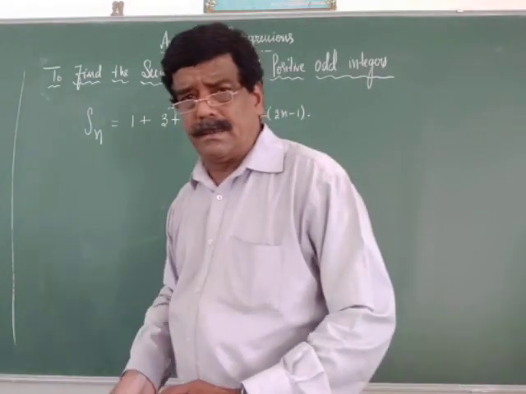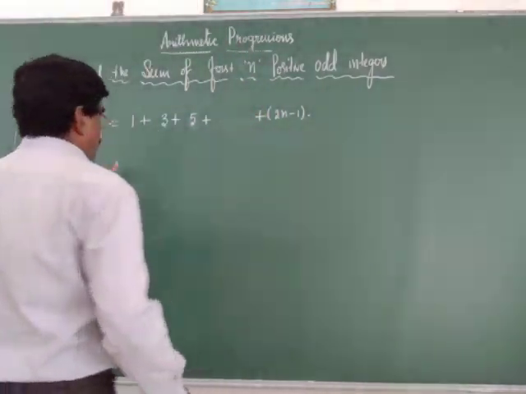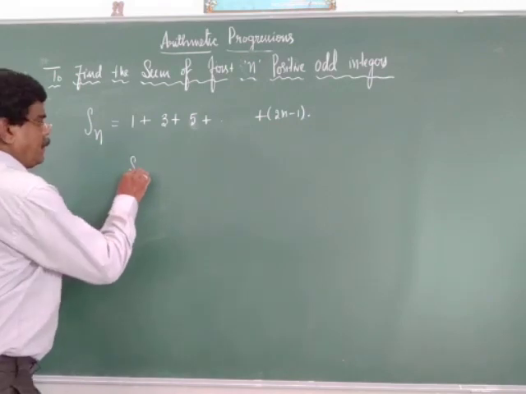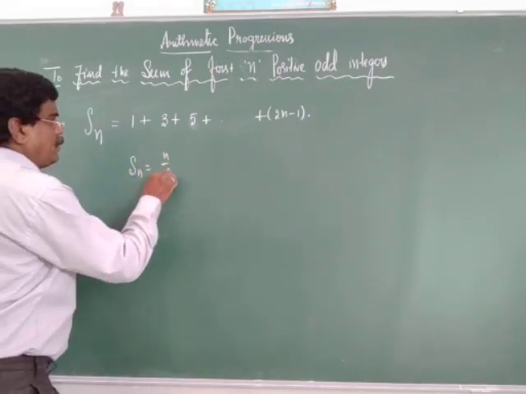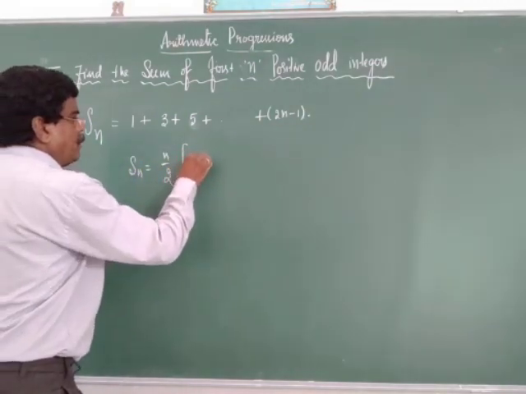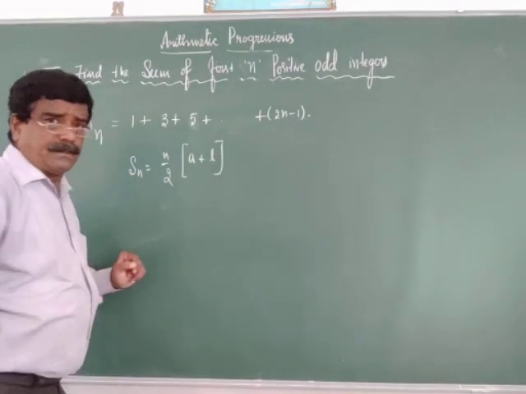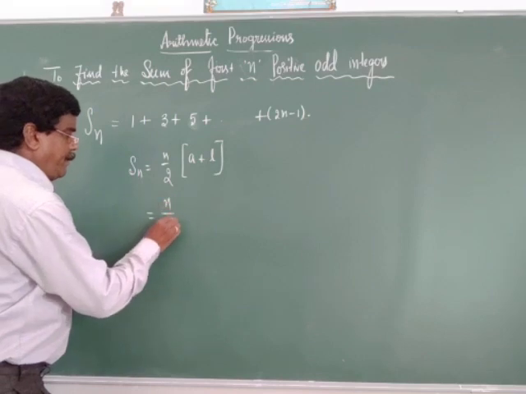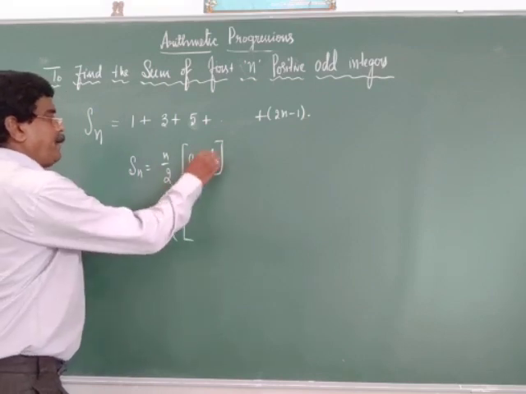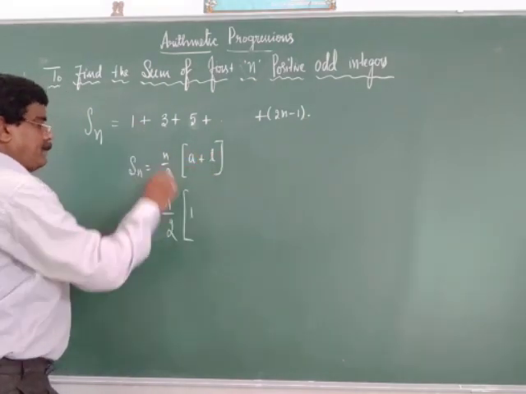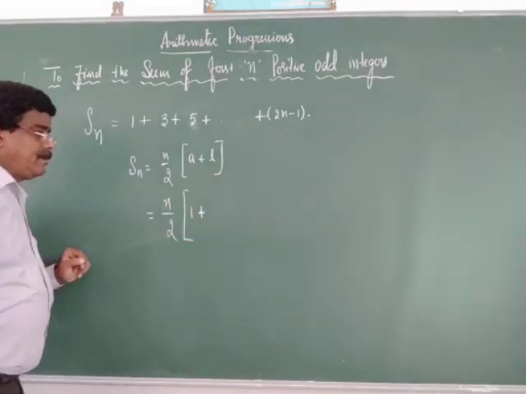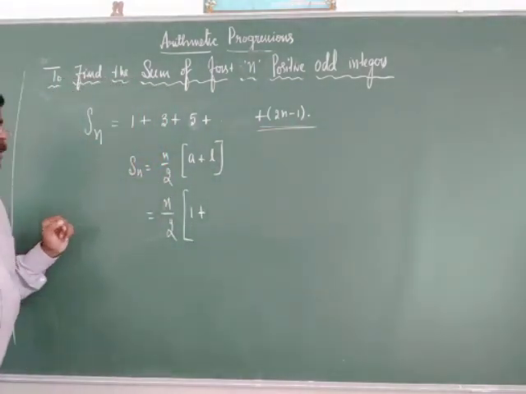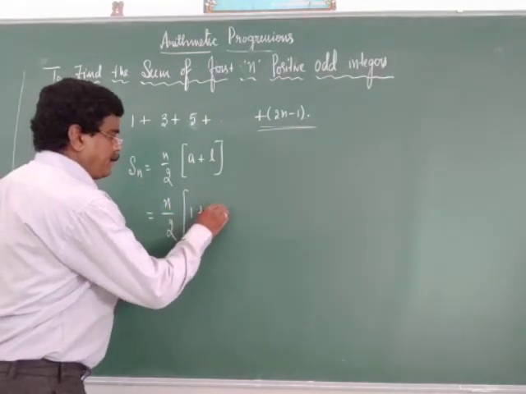Now here, let us apply the AP formula. So what it says, Sn is equal to n by 2 into a plus l. So let us keep n by 2 as it is into a plus l. A is nothing but 1, plus l. L means the last term. Last term it is 2n minus 1.